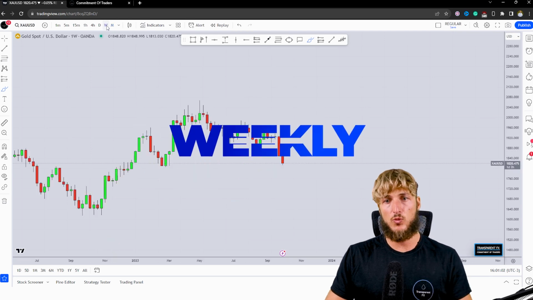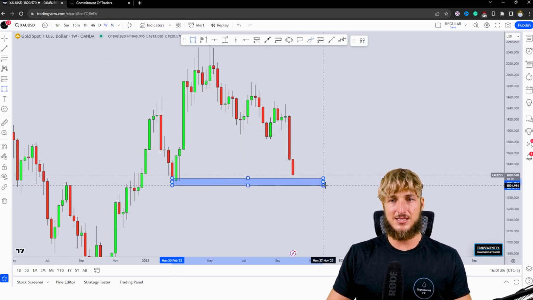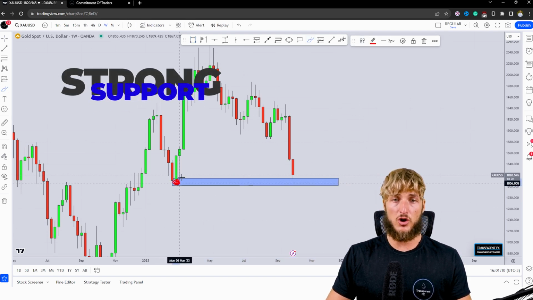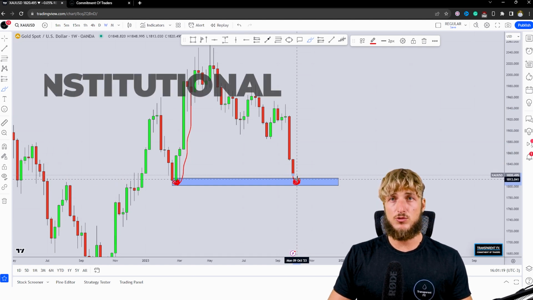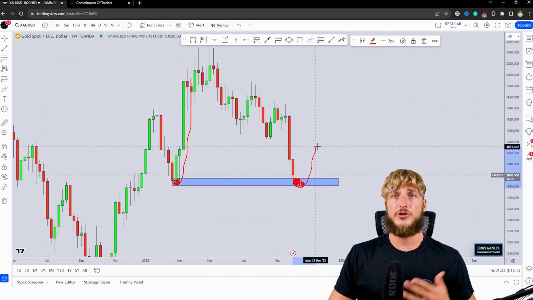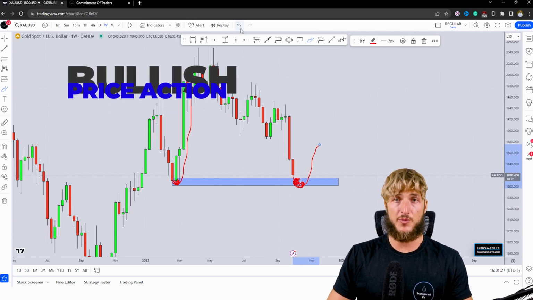Dropping down on the weekly time frame, what do we see? Now, from a weekly perspective, we can see even more clearly how this is a quite strong institutional longing area from which we had a massive move to the upside. As we are approaching the same zone, there is a very high probability that we will see new institutional longing inside of this area. At that point, further increasing the probabilities of a potential reversal away from this zone.